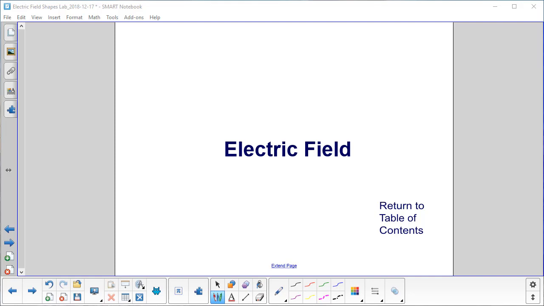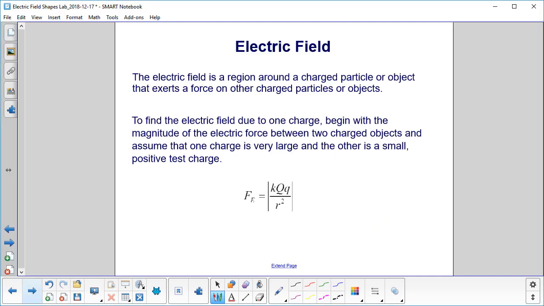Electric field. The electric field is a region around a charged particle or an object that exerts a force on other charged particles or objects. To find the electric field due to one charge, let's begin with the magnitude of the electric force between two charged objects. And that, of course, is Coulomb's law.